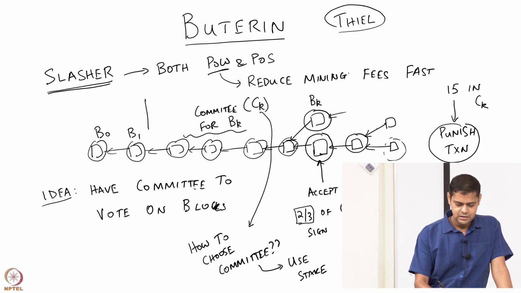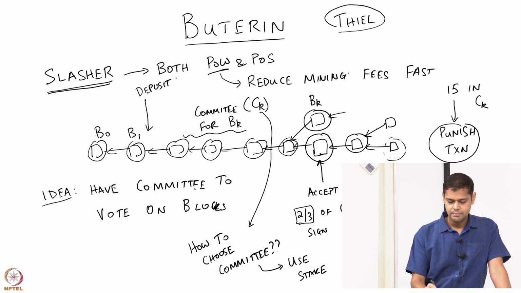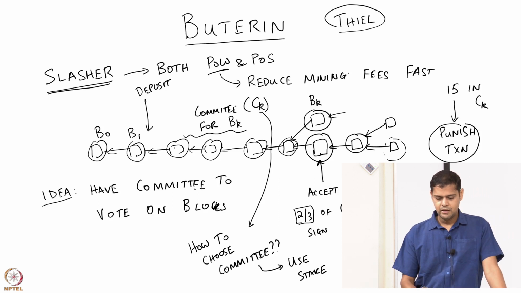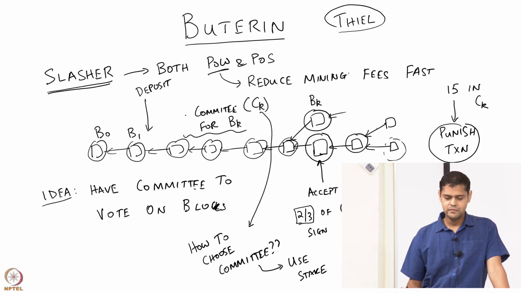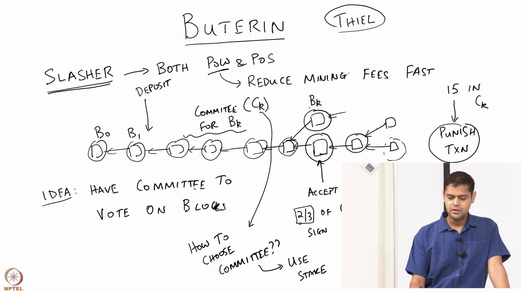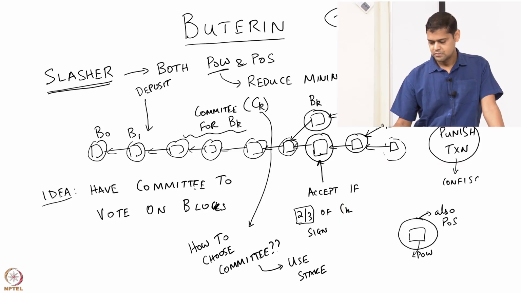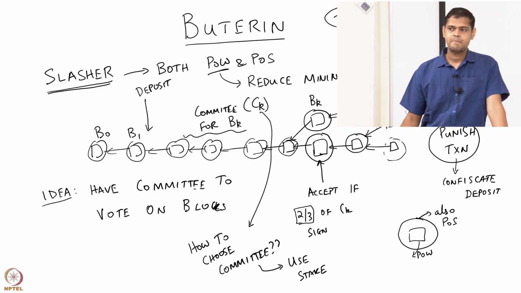So what he says is that you have to put a deposit over here. Anybody who wants to become a member of, let's say, CK, has to first lock some amount, let's say some ether, in the blockchain, and that is going to be locked for a very long amount of time, much beyond this BK, even thousands of blocks beyond this, right? So if somebody is cheating, then this punishment transaction can confiscate the deposit of that particular attacker, right?